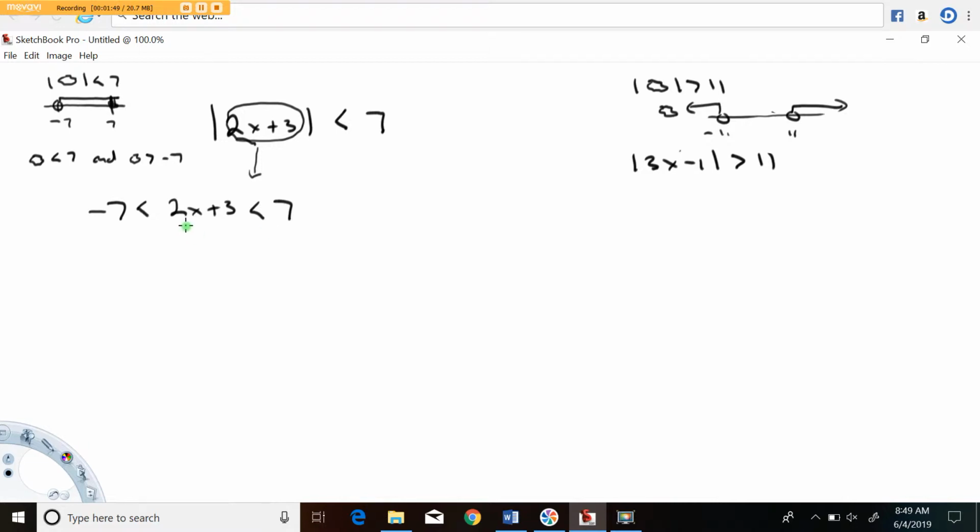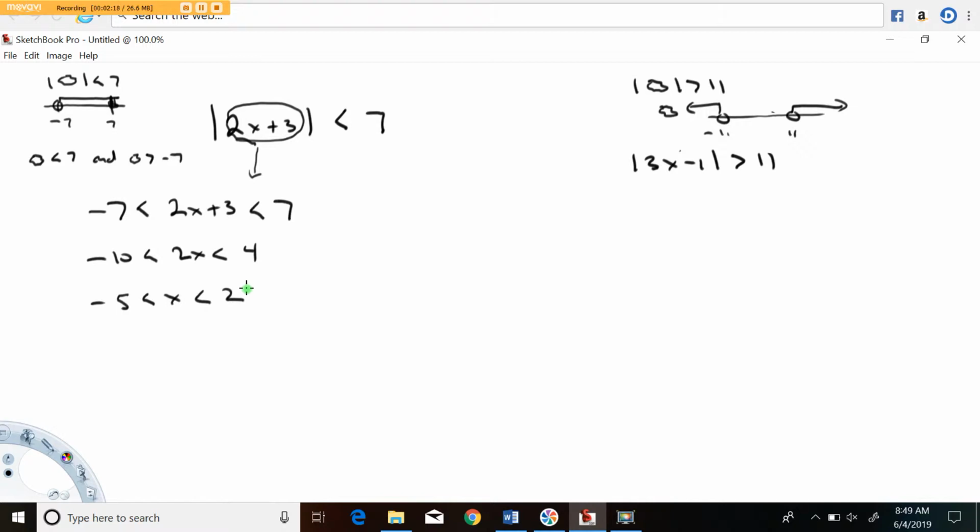So these are solved just like all the others. We would start by subtracting 3 from everything. So this is now going to read negative 10 is less than 2x is less than, let's see, 7 minus 3, 4. Divide everything by 2, and this is going to read negative 5 less than x less than 2. So there's our solution here. X has to be bound between minus 5 and 2. This is one way to write our answer.